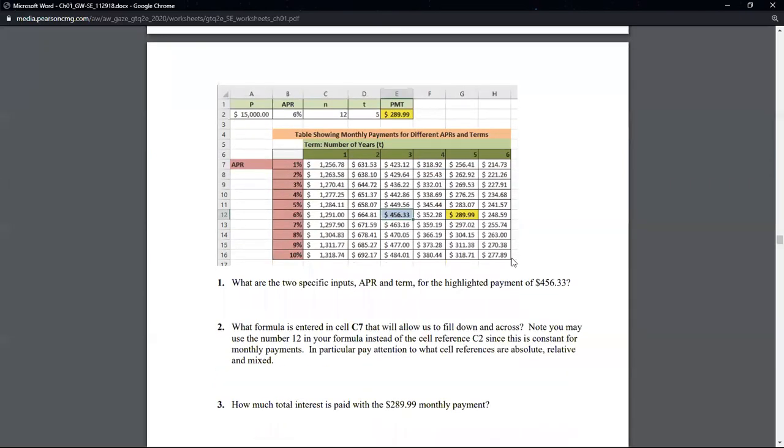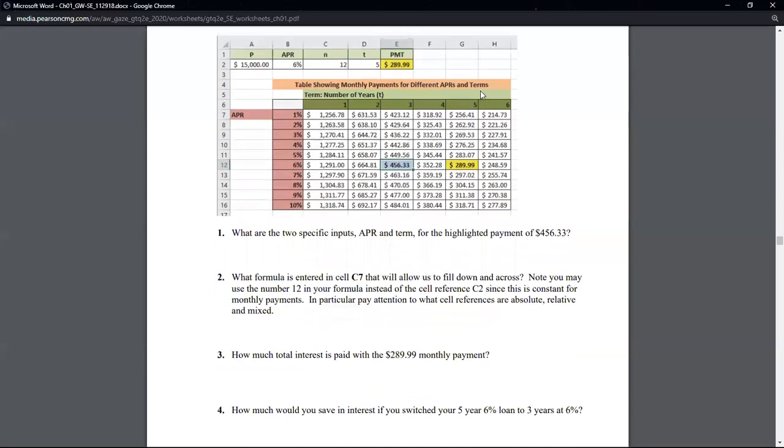All right, getting to the actual questions at hand. What are the two specific inputs, the APR and the term, for the highlighted payment of $456.33? So not the 289, I know that's highlighted, they're saying this one now. And this 289, you can see, is the same 5-year, 6%. That yellow one is the same as this one. But we're talking about the blue one, 456.33. So if you move up, you can see that it's a 3 here, which is the years. And if you move left, you can see that's a 6%, which is the APR. So the APR is the 6%, and then the term is the 3 years.